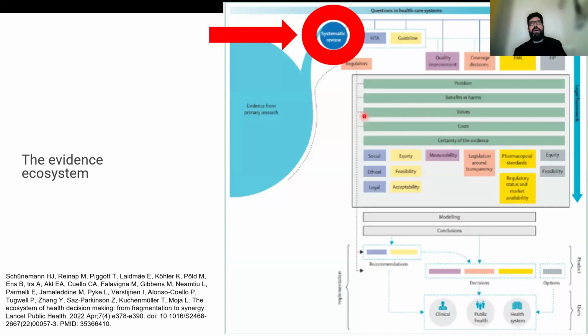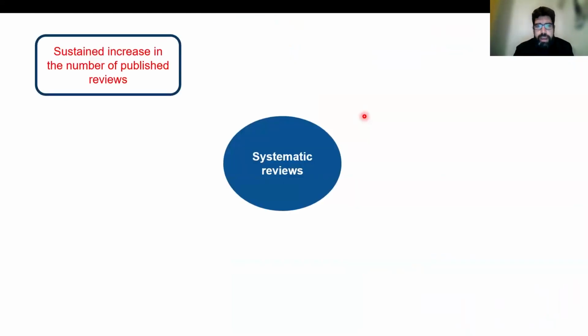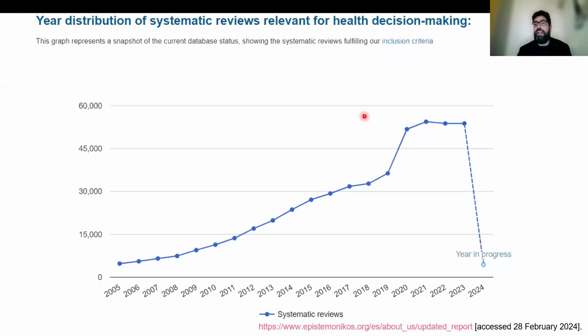When we want to talk about why overviews were born, we have to look at this, systematic reviews. Systematic reviews, as you all know, have been increasing in the last years. So that's the first reason why overviews were born. There has been a sustained increase in the number of published reviews. How much? Actually, a lot.